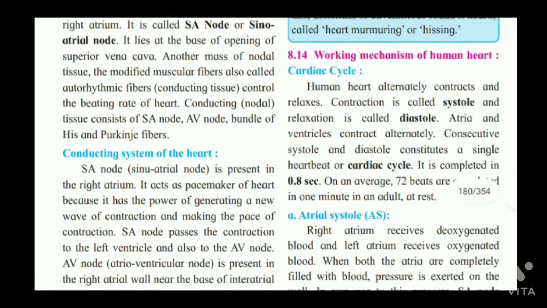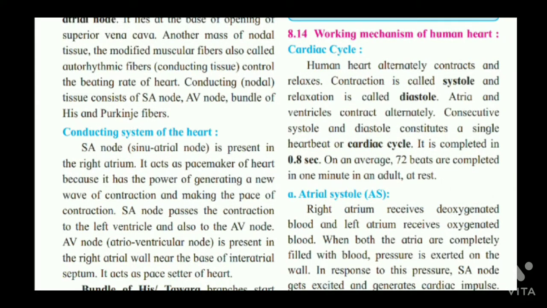Working mechanism of human heart. Cardiac cycle. Human heart alternately contracts and relaxes. Contraction is called systole and relaxation is called diastole. Atria and ventricle contract alternately. Consecutive systole and diastole constitute a single heartbeat or cardiac cycle. It is completed in 0.8 seconds. On an average, 72 beats are completed in 1 minute in an adult at rest.